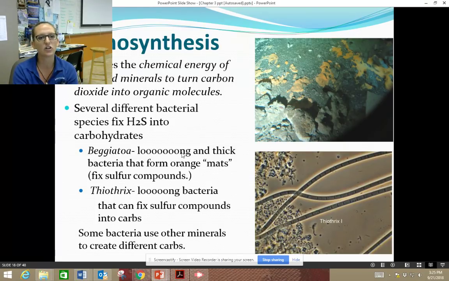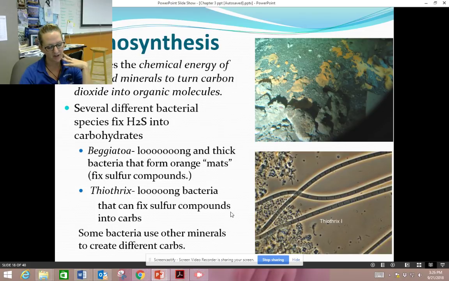So these are just long, thick bacteria that form orange mats. Their job is to fix sulfur compounds, like hydrogen sulfide, which is a sulfur compound, to convert sulfur compounds. That's what it looks like. Thiothrix is another long bacteria that can fix sulfur compounds into carbohydrates. Boom. Now it's not just hydrogen sulfide that comes out of the vents. There are other dissolved minerals. Each one may use a different formula.